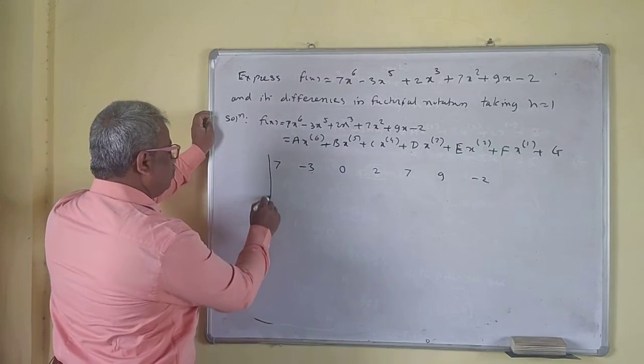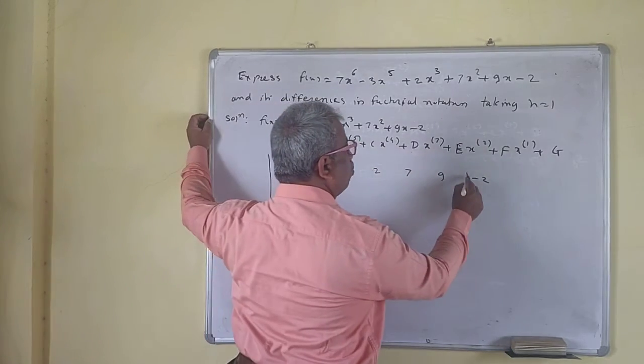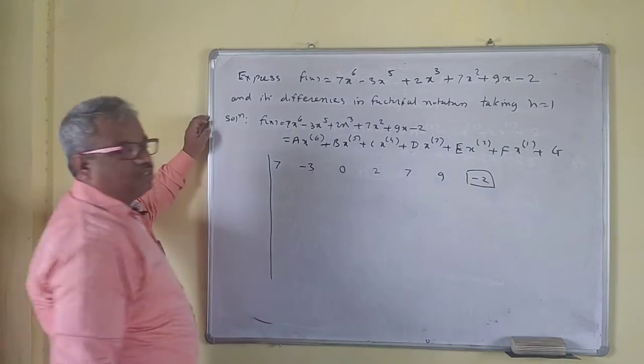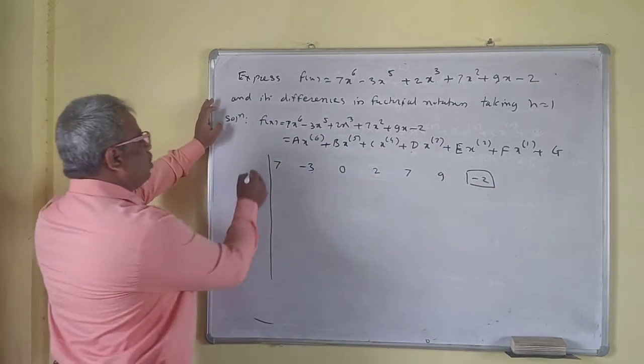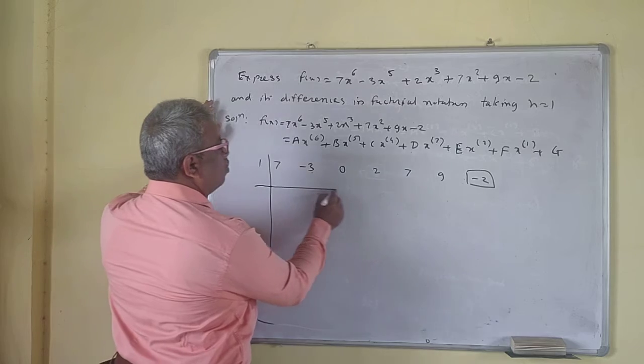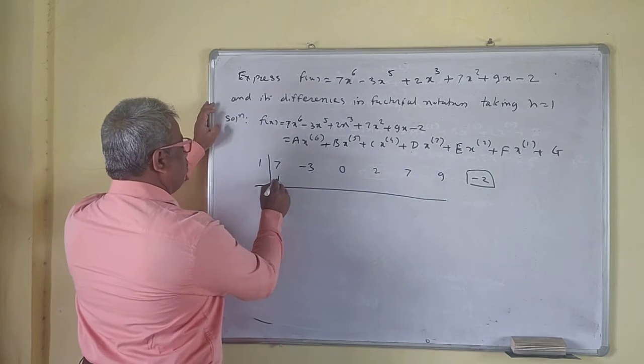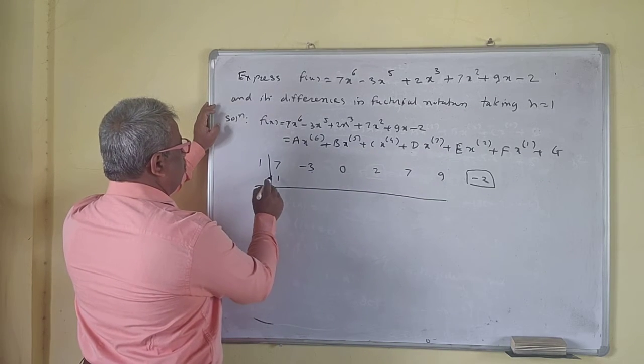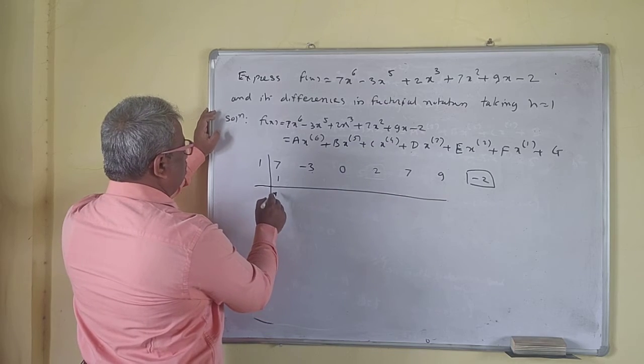Okay. Now for the last one, don't consider this. This will be the value of g. So now this is 1. Take care now, this is 1.